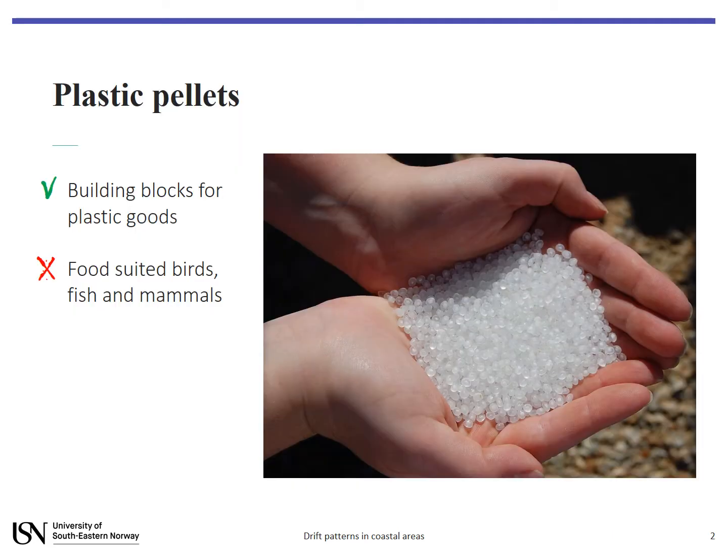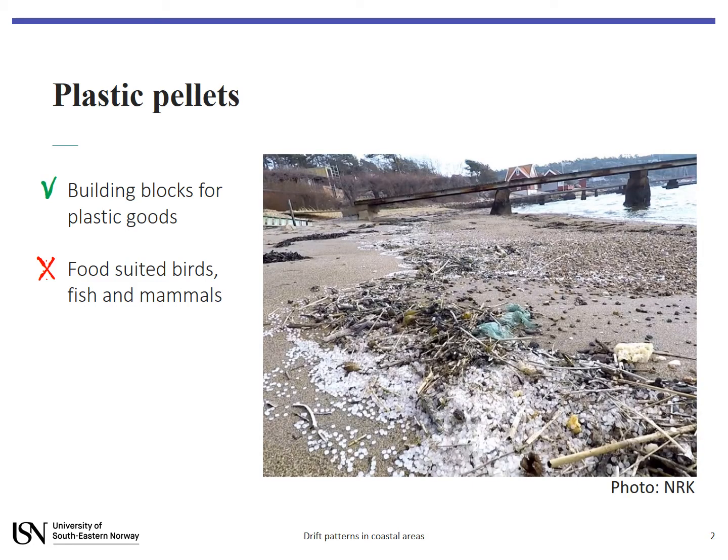Tiny plastic pellets are the pre-production building blocks of nearly all plastic goods. Unfortunately, they become an environmental hazard if lost during transit. The pellets are also mistaken for food by seabirds, fish, and mammals.